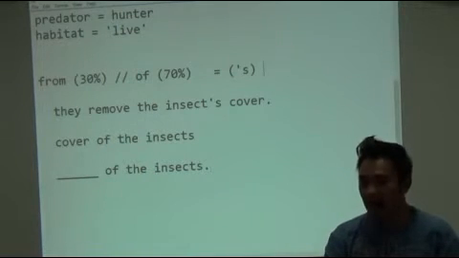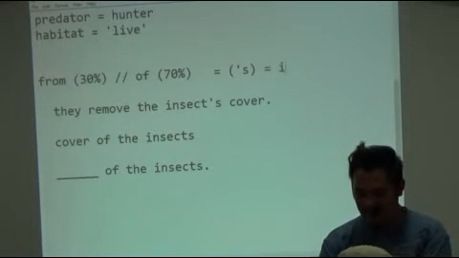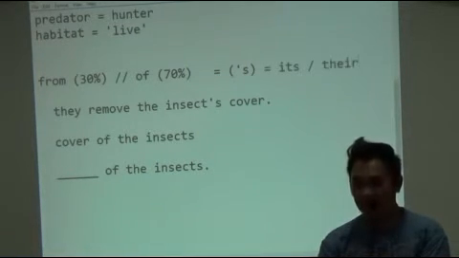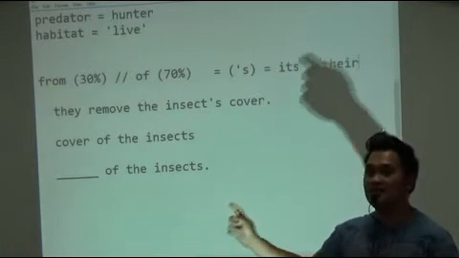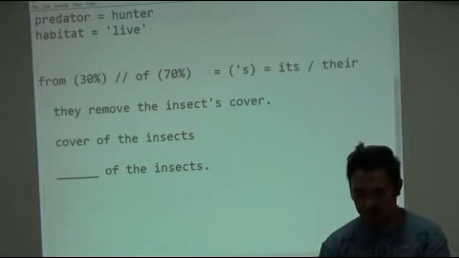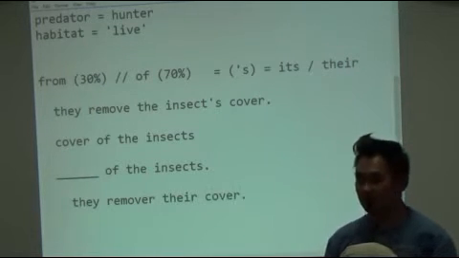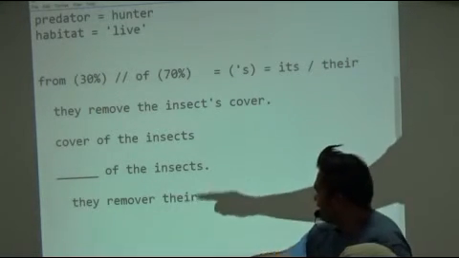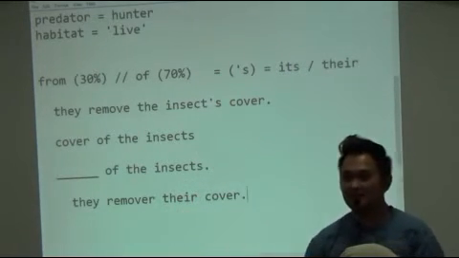Now, we know that this one can also evolve. What is it? It can be "its" or "their." This symbol can mean "its" or "their." Example: They remove their cover. Their insects, isn't it? It's the same meaning.